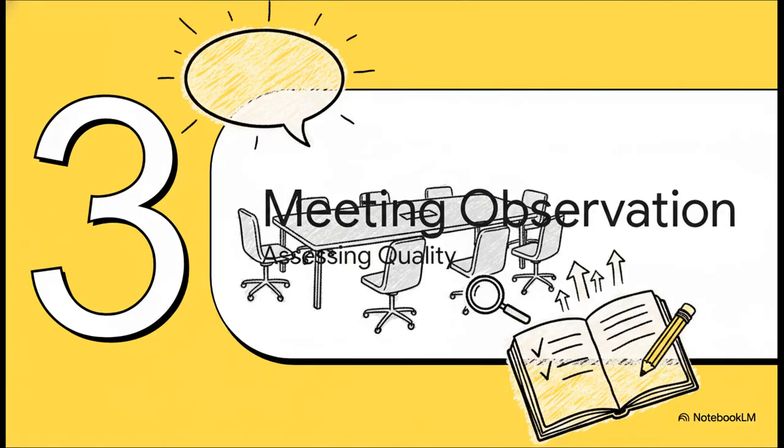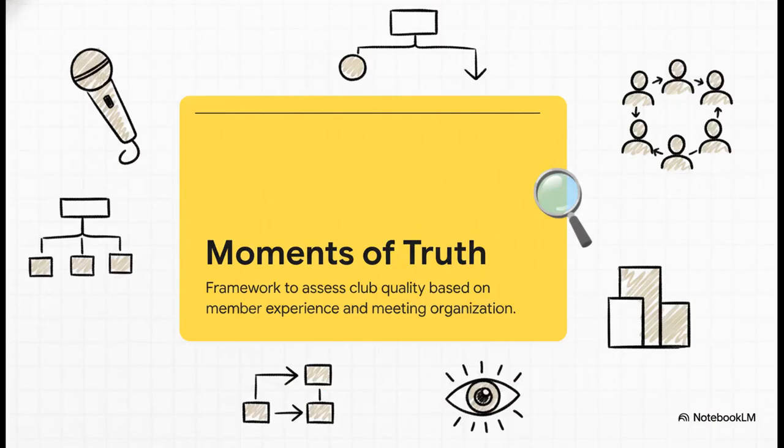Now for Step 3, observing the meeting. All right, so we shift to the actual meeting day, the main event. This is where your core responsibility of assessing the club's quality truly begins. You've done your prep, you know their goals, and now you're sitting in the room ready to observe. During this observation phase, you're going to be using a very specific framework. The manual calls this the moments of truth.